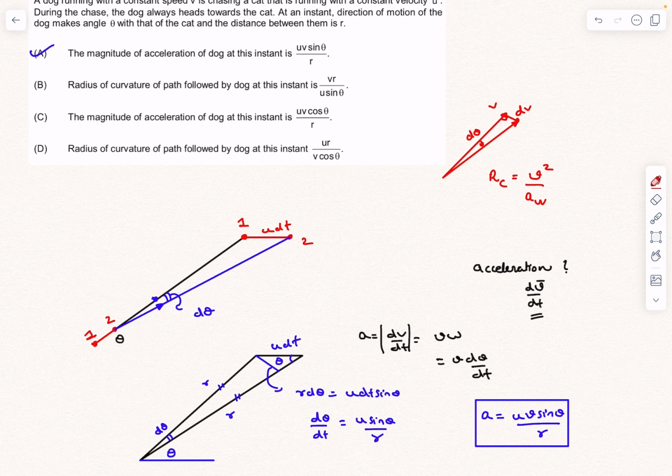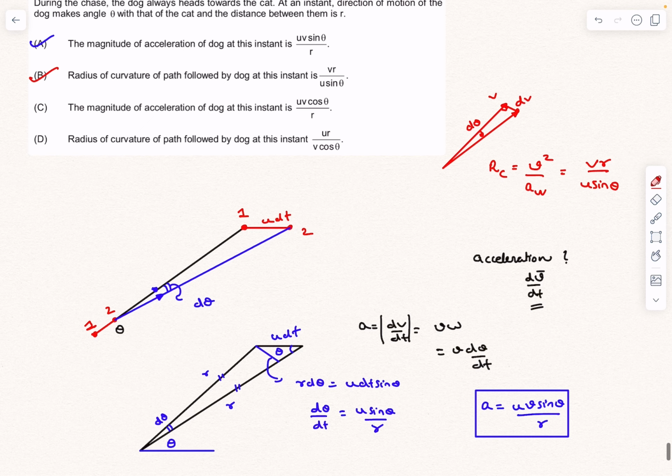Okay, so here the acceleration normal to the velocity vector we already determined. It is uv sine theta by r. So we'll just substitute it over here and we'll get the answer as vr divided by u sine theta, and that comes out to be B option. Answer to this question is A and B.